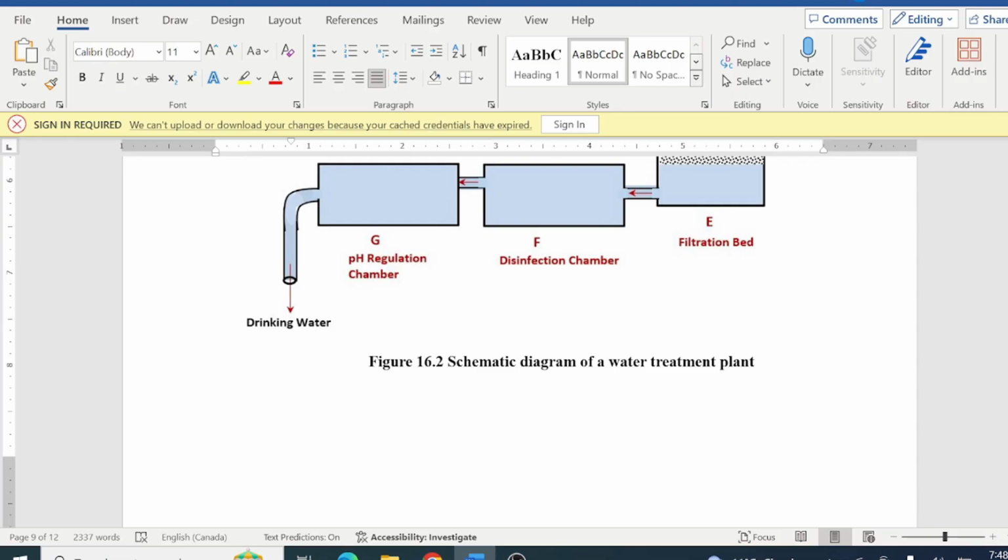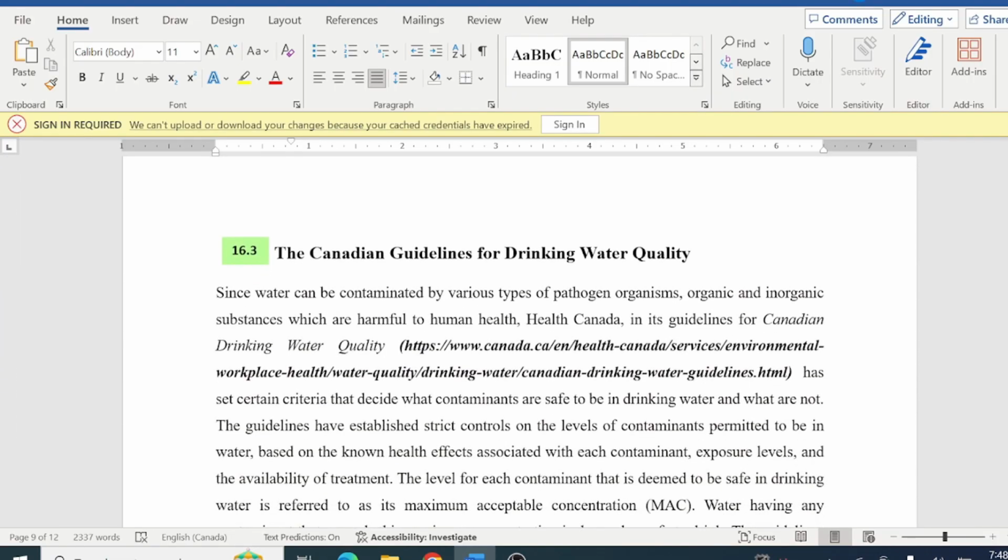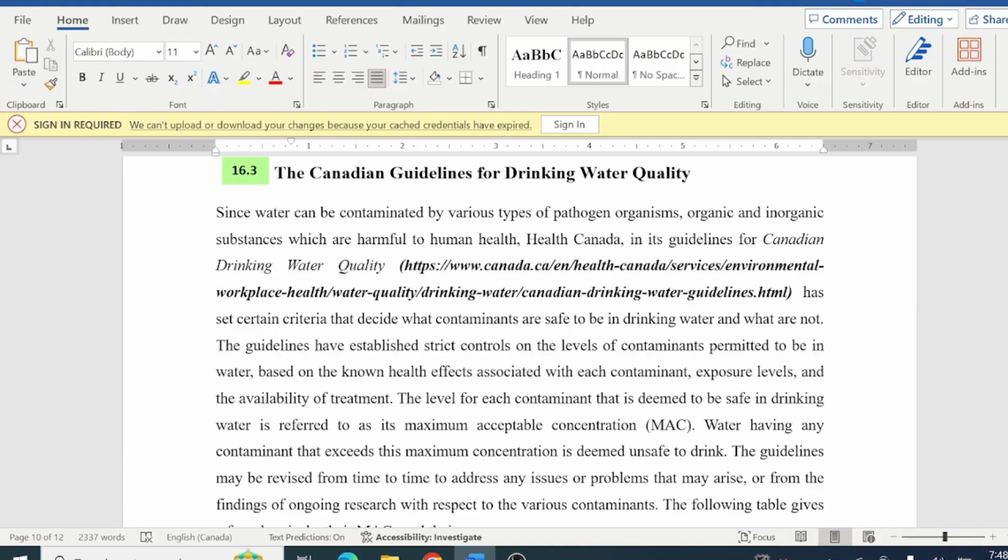So here we have the Canadian guidelines for drinking water. All right. So we can all read that together. I'm not the best reader, as you can see. Reading ability has eluded me.